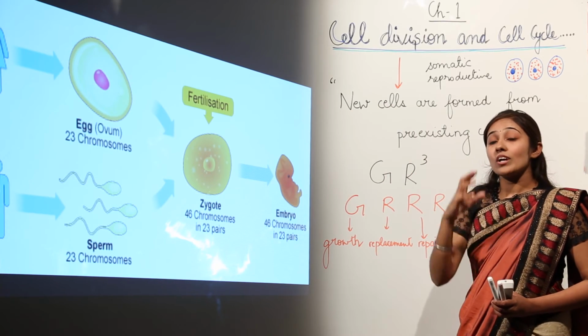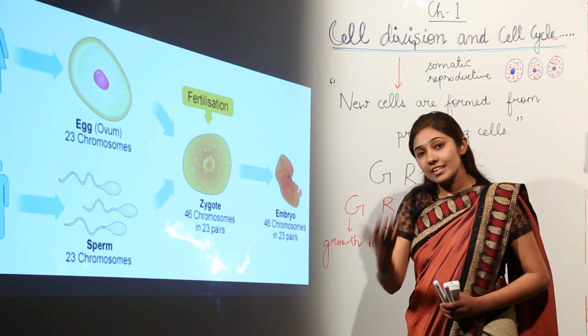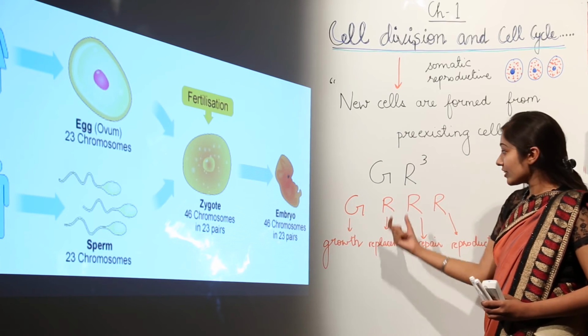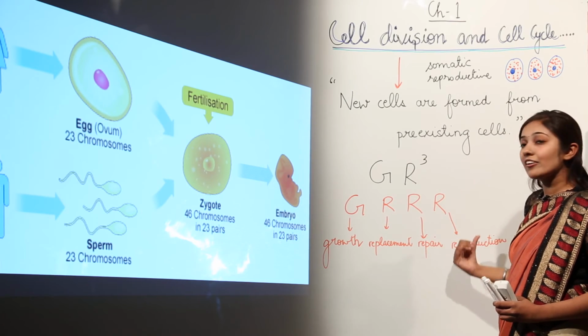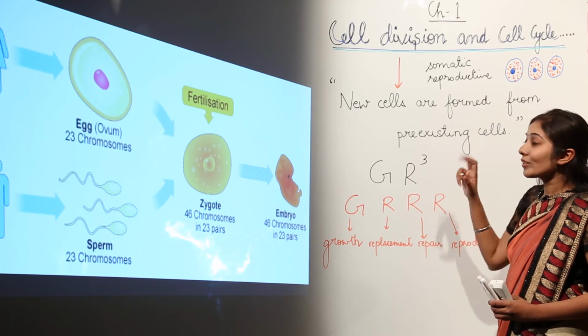So remember, when you are asked in the examination why do we need cell division, the answer is this: GR cube, G for growth, R for replacement, and again repair and reproduction. Remember this so that you can answer this question.